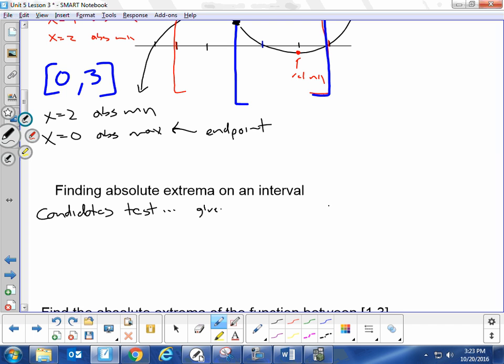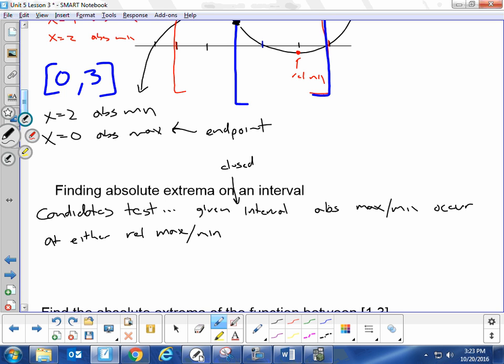Given an interval, a closed interval, absolute maxes and mins occur at either the locations of the relative maxes and mins or the endpoints. And that's kind of what's new.